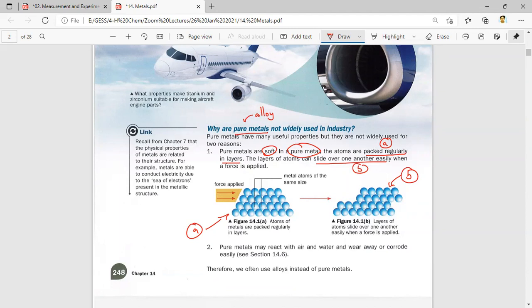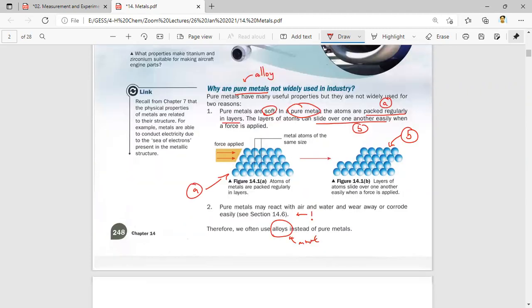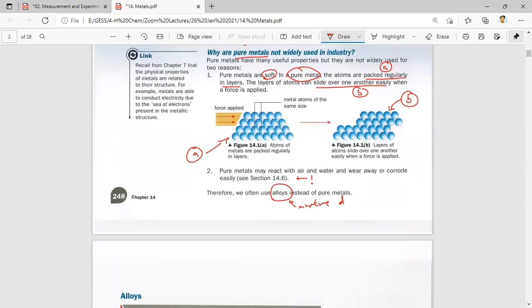Next thing, pure metals may react with air and water and wear or corrode away easily. This one later on we'll go through, but sometimes pure metals may not be that good because you want to maintain your metal, you want to make sure that the metal can last long. So you may want to mix it with other things so that it doesn't react with air and water that easily. Maybe you don't even want it to corrode or wear away. So therefore, because of these 2 reasons, generally alloys are used. Later on you'll see alloys are a mixture of other elements with metals.